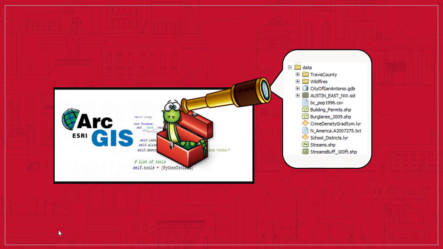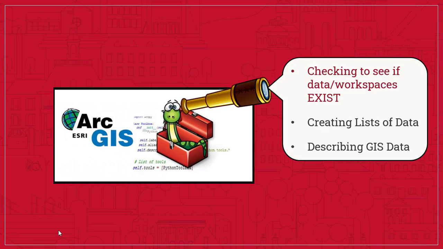So what we're going to be learning about here is how do we use ArcPy to get in and see this information without opening a Windows folder to see where your data is, or without opening up a GIS software package to be able to see graphically where our data is. The tool that we're going to be using here is exists. So we're going to be checking to see if data or workspaces exist.